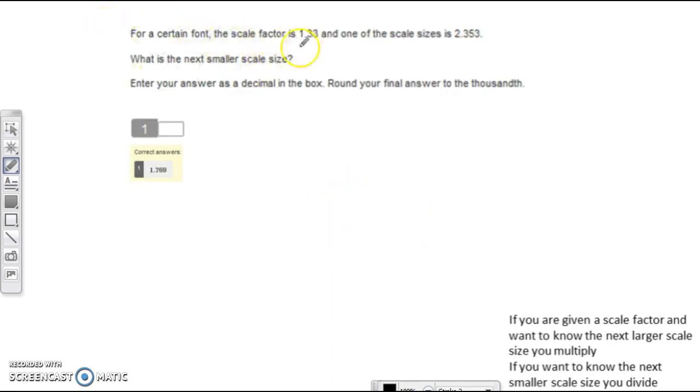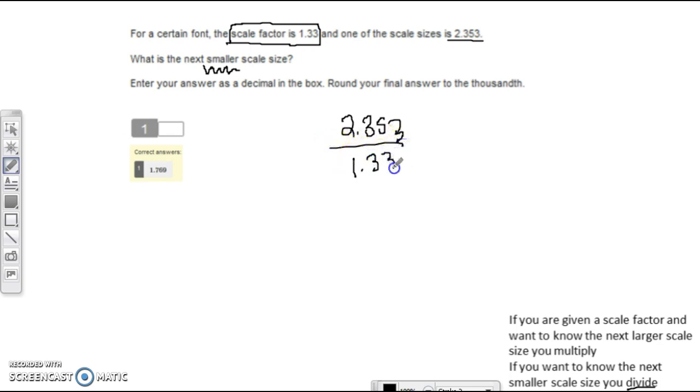All right, for a certain font, the scale factor is 1.33. Again, they already give us the scale factor. And one of the scale sizes is 2.353. What is the next smaller scale size? So if we want to make it smaller, we have to divide. So we're going to take our scale size and divide it by our scale factor.